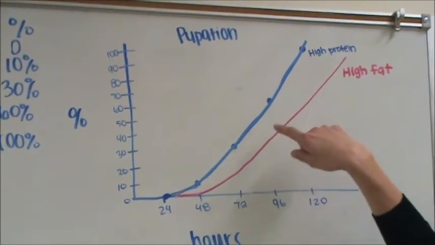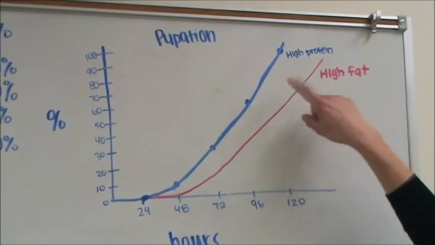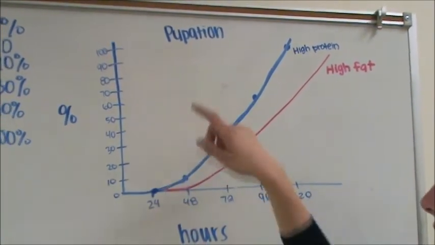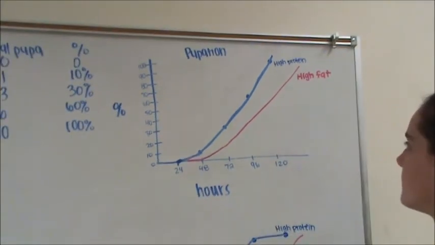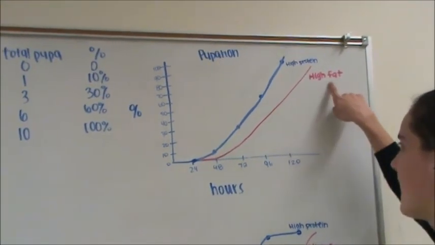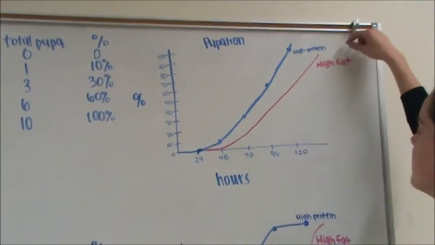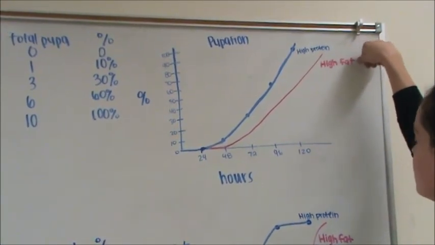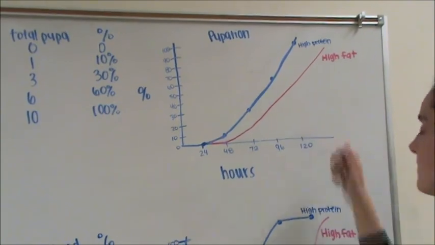And this graph is great because you can do it for different diets and the X and Y axes won't change. And so then you can compare, for example, the high fat diet and the high protein diet. Then you can see that the high fat diet took them longer to pupate because the graph was shifted to the right.